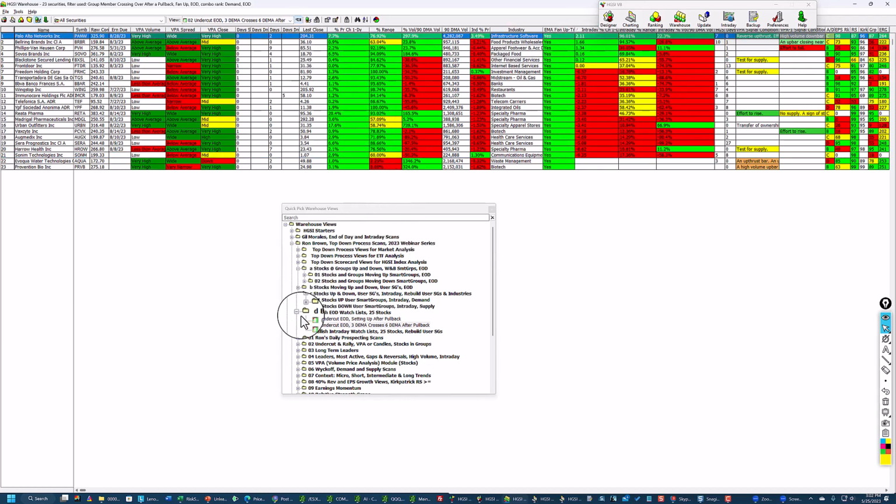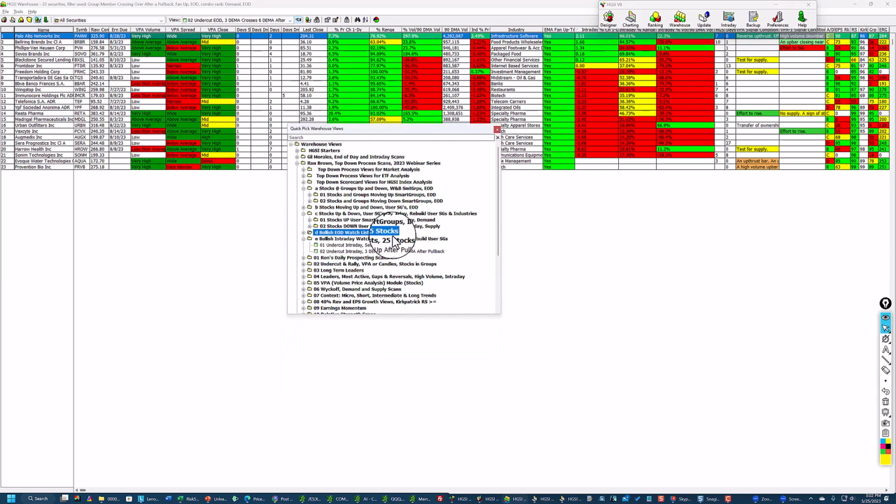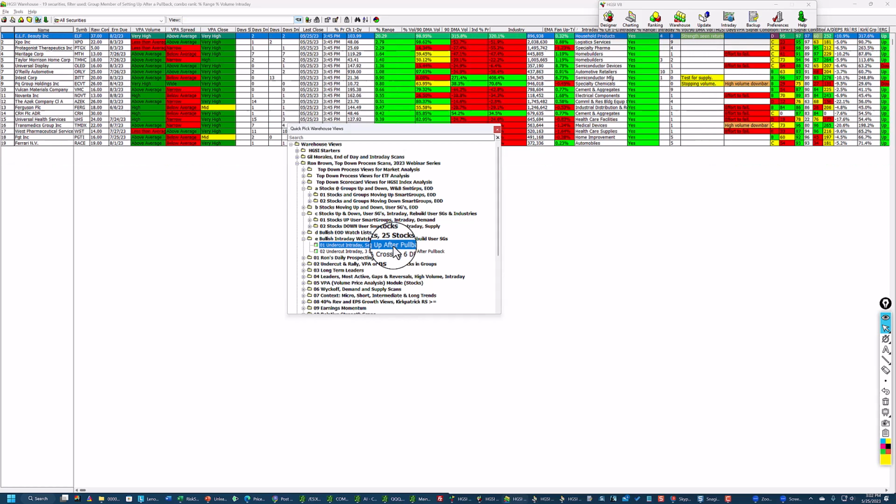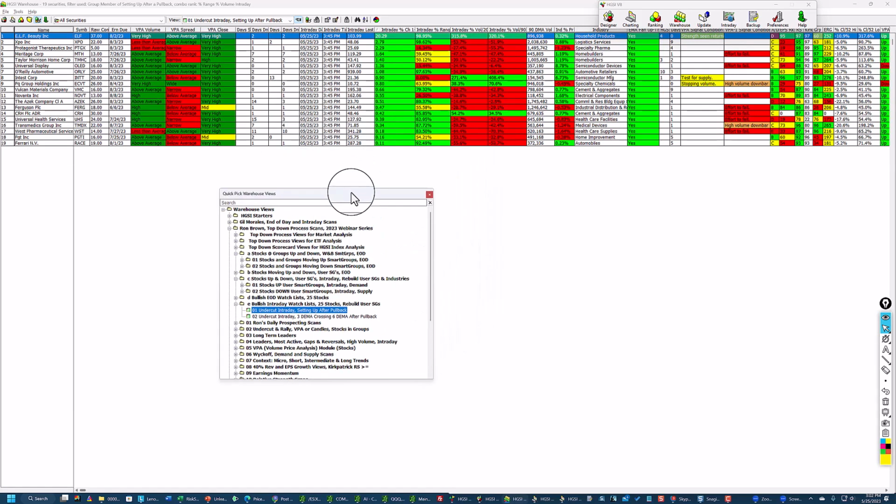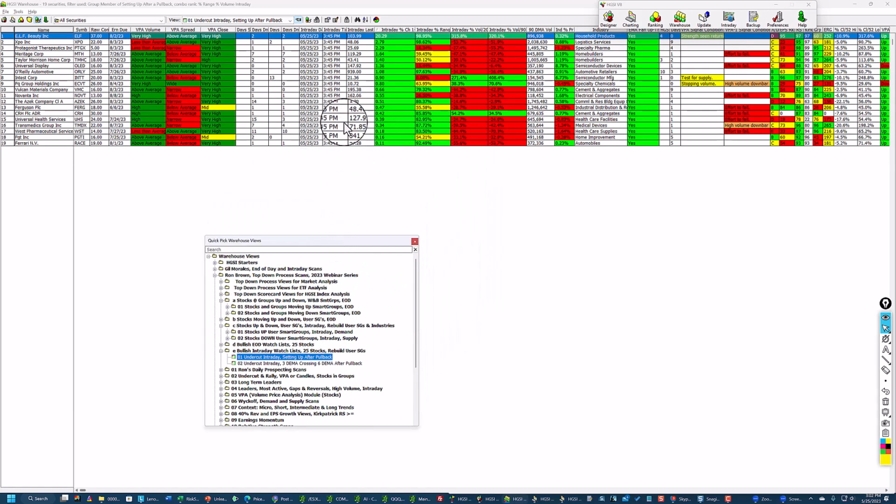I said I was going to quit, but I didn't mean that. I have one more folder to go. Okay, now remember I just rebuilt my user smart groups. And this is intraday setting up after a pullback. My reasoning here is, and I looked for 25, but I only got 19. This can give you a clue as to which stocks may be going tomorrow.